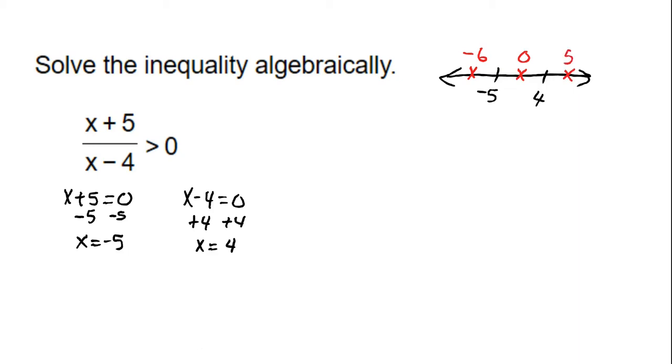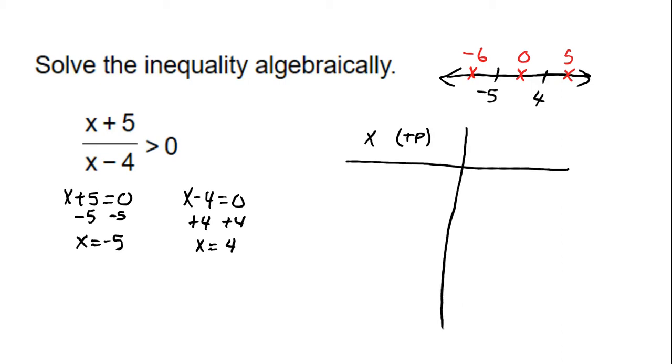And then we're going to take those test points, or x values, and substitute them into the rational expression x plus 5 over x minus 4. So our test points of -6, 0, and 5 will get substituted into the expression x plus 5 over x minus 4. And what we're looking for is to determine whether that rational expression comes out positive or negative in those intervals.